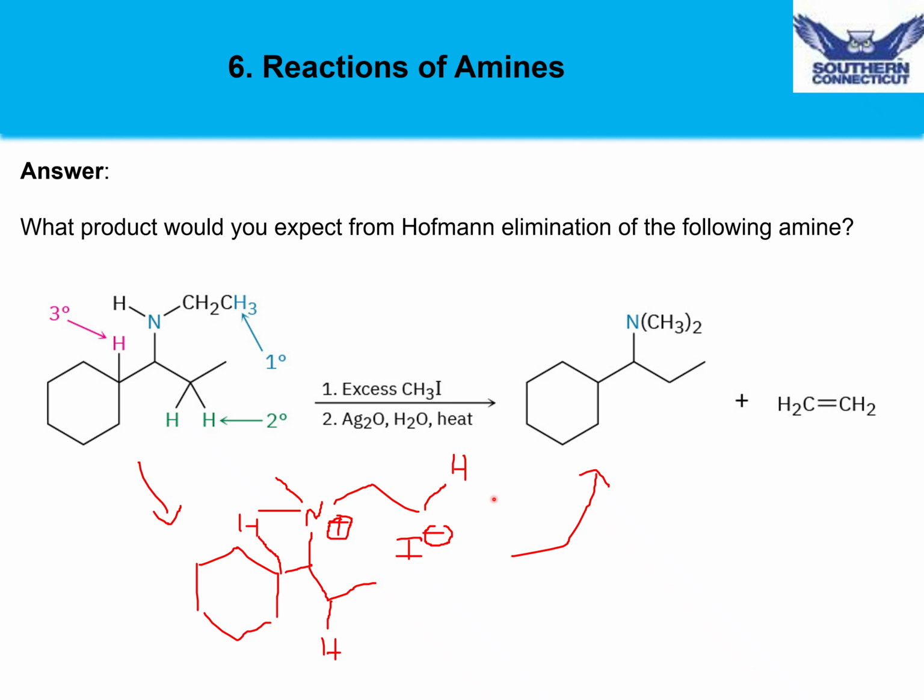As a result, if base removes the most accessible hydrogen, which is this one, and we form a double bond here by eliminating the nitrogen, we end up with ethylene as our alkene, plus the following amine, which has two methyl groups, plus a carbon that has an ethyl group to the right and a cyclohexyl group to the left.